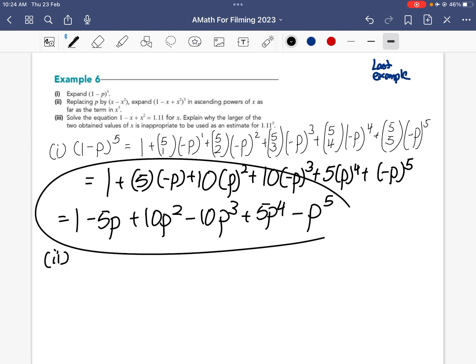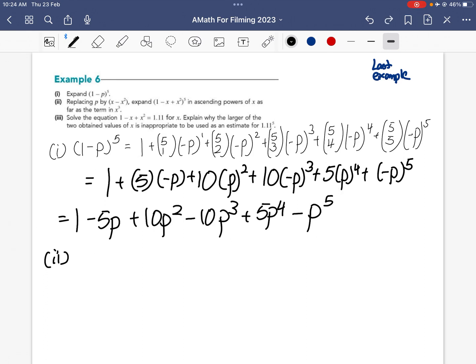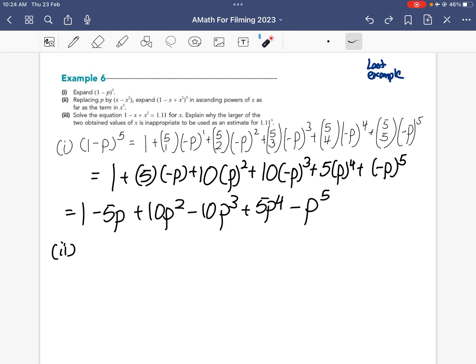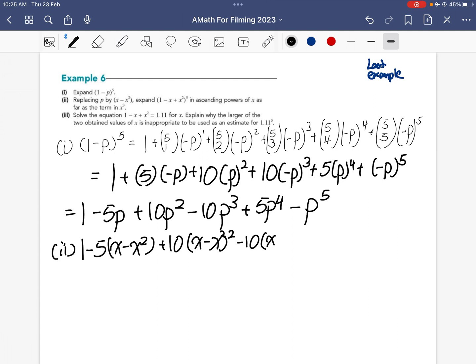Now, part 2 is something similar. Okay, so I've expanded (1 minus p) to the power of 5 here. So what I need to do for part 2 is I'm replacing p by x minus x squared. So I want to do it for the term as far as x to the power of 3. So now if I replace p with x minus x squared, I just replace this one. Then I replace p with x minus x squared, and so on and so forth.